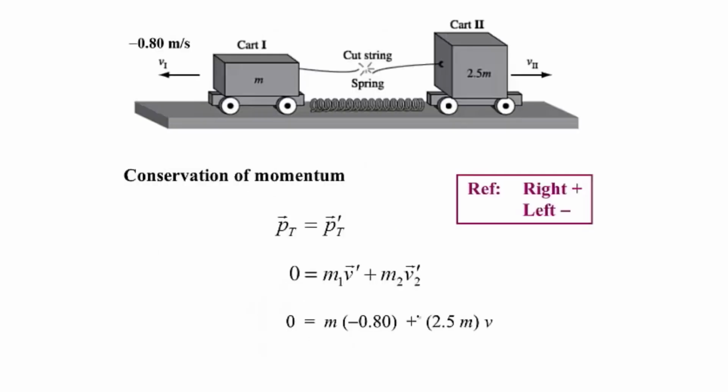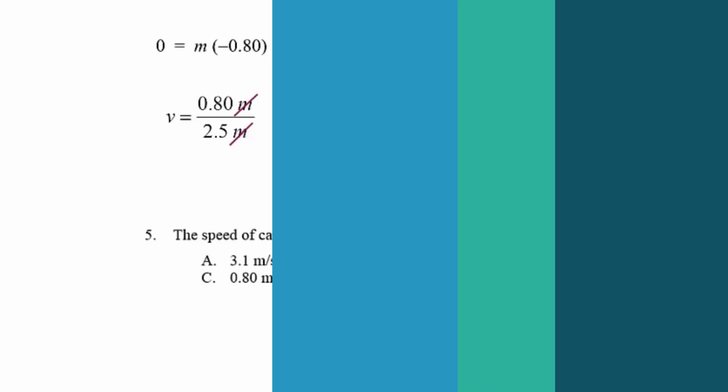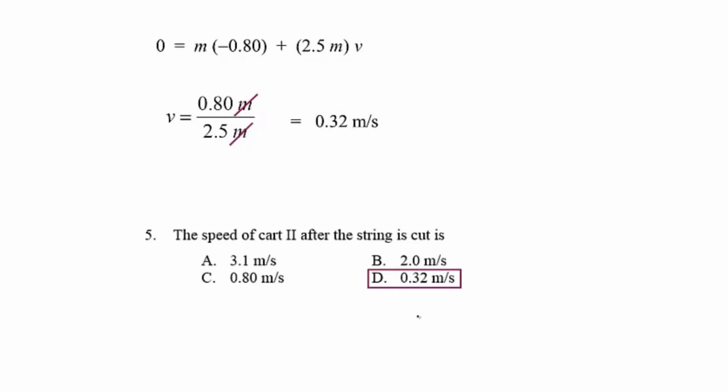Okay, so conservation of momentum. The total initial momentum is equal to the total final momentum. The total initial momentum is 0 because everything is at rest. So that means the total final momentum has to be 0. So the two carts have to cancel each other out. So we plug in the masses and velocities. Notice the mass of cart 1 is given as m, and the mass of cart 2 is given as 2.5 m. So when you solve for the velocity of cart 2, you notice that the m's cancel. So we get an answer of 0.32 meters per second. And that means the answer is D.